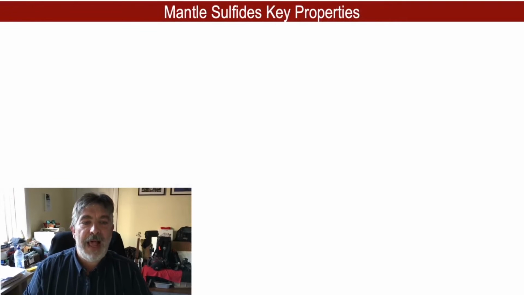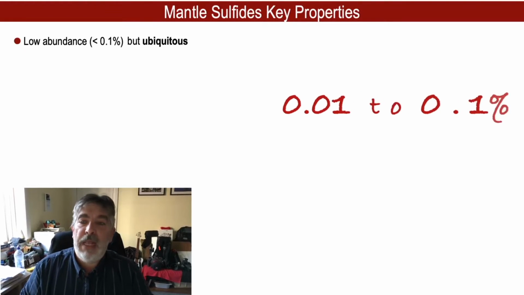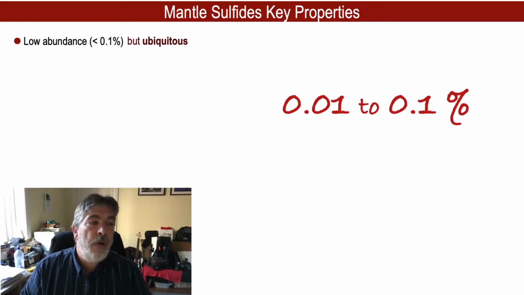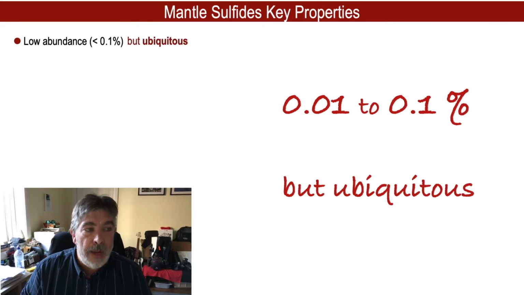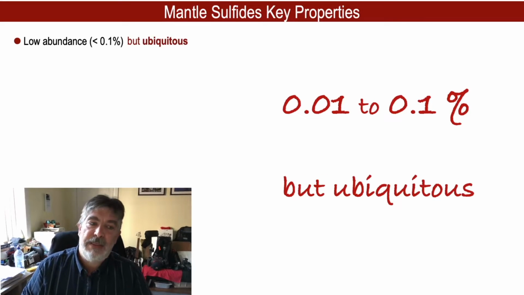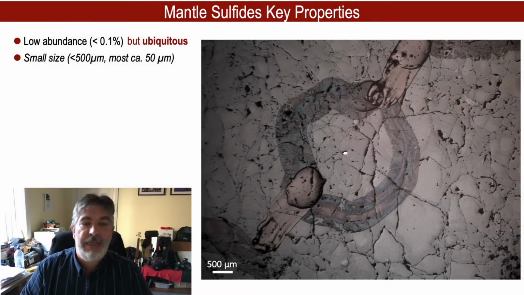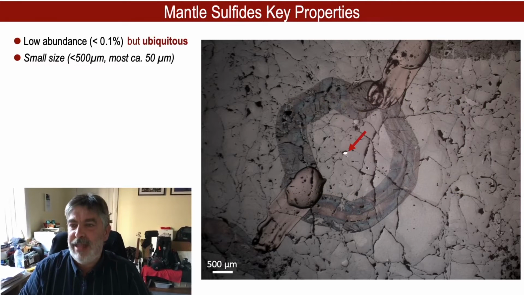Sulfides in the mantle are quite rare, with modal abundances between 0.01 and 0.1% in volume. However, they are ubiquitous. Further, they are usually of small size and are found typically around the 50 micrometer mark, which is not ideal to study them.